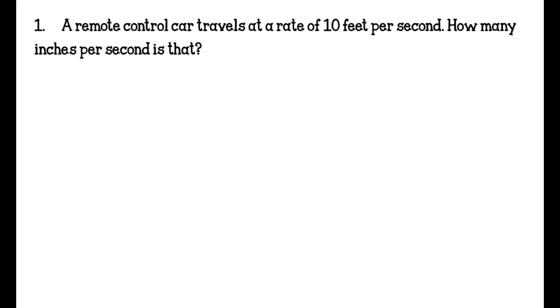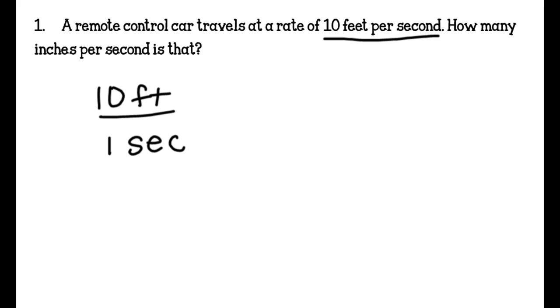Number 1, a remote control car travels at a rate of 10 feet per second. How many inches per second is that? So the first thing we're going to do is set up the unit rate that we were given, which is 10 feet per 1 second. And then we ask ourselves, what are we trying to get to? We're trying to get to inches per second. So we need to change feet to be inches.